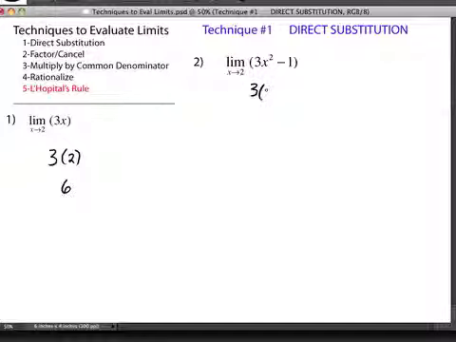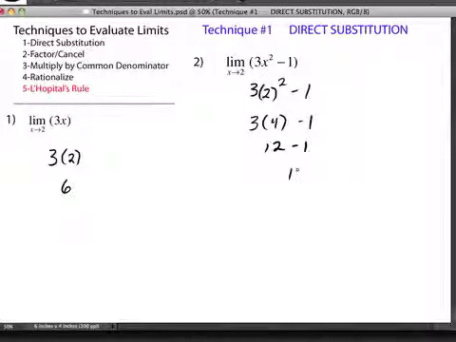So 3 times 2 squared minus 1. You do the exponent first. 2 to the second is 4. And you multiply before you subtract or add. So 12 minus 1. The result of this limit should be 11.